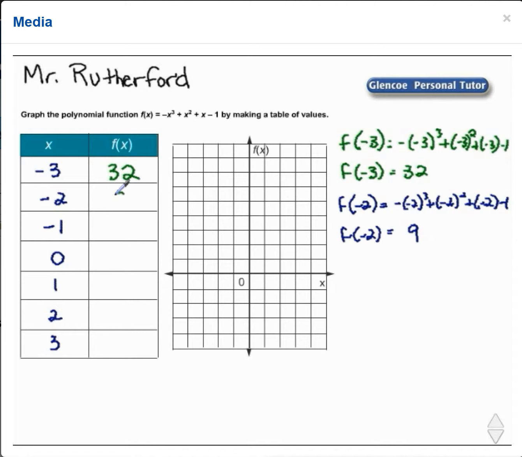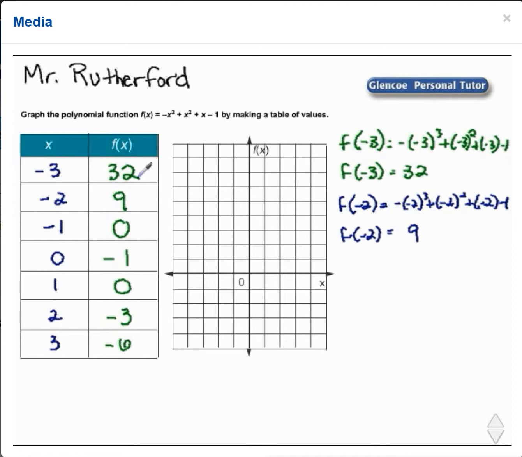So we'll do the same thing for the rest of the values. Negative 1, when substituted in for x, will give us an f of x value of 0. 0 corresponds to negative 1. 1 will correspond to 0. 2 corresponds to negative 3. And 3 corresponds to negative 16.